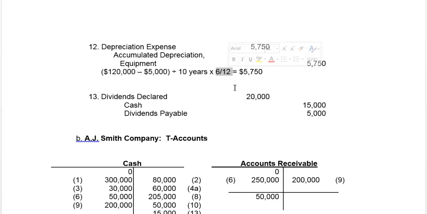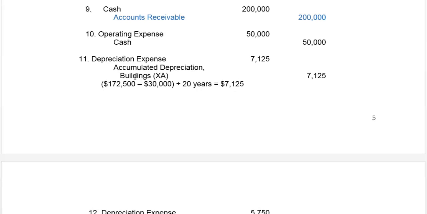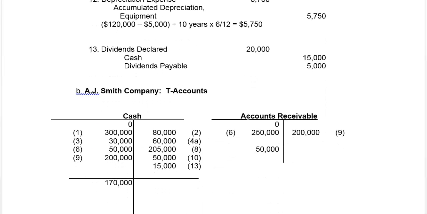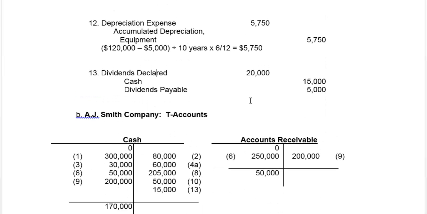We didn't buy this equipment till July the 1st. See, the building over here, we purchased that building January 1st, so we've had it the whole year, so we don't need to multiply it by any fraction. But here we've only had it for 6 months of 12, or a half a year. So we're going to multiply it by 6 over 12 or a half to get 57.50 for our depreciation expense and accumulated depreciation.